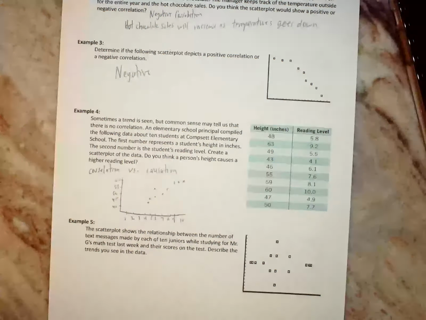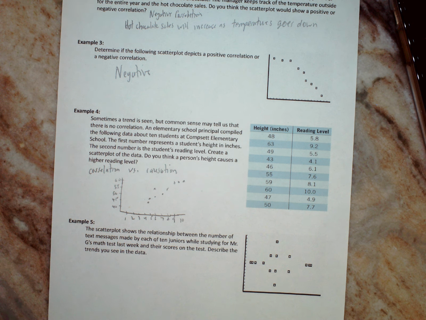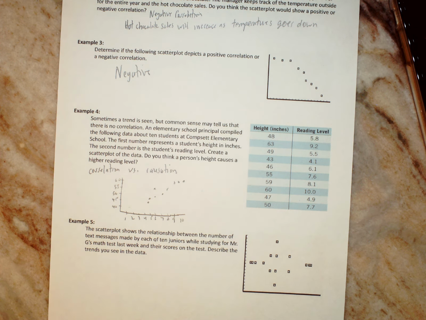Again, just to reiterate, a person's height does not cause a higher reading level. Most likely, both the height and the reading level for the elementary school students increase as they get older. Keep in mind that if the two variables are correlated, they are associated in some way, but the student's height does not cause the reading level to be a certain value. So that is the difference between correlation and causation.